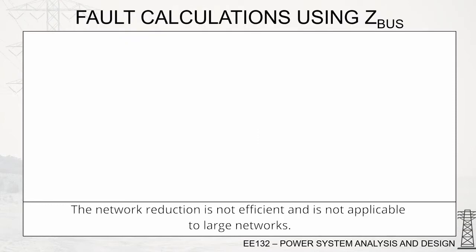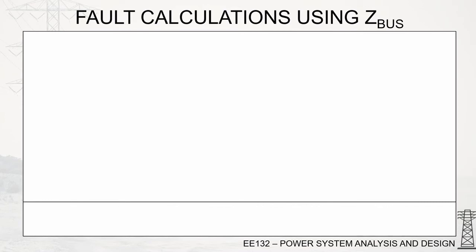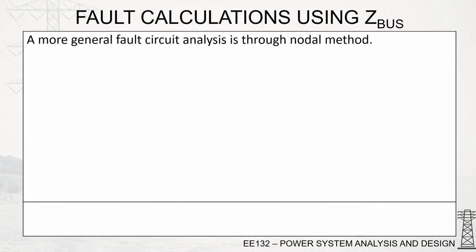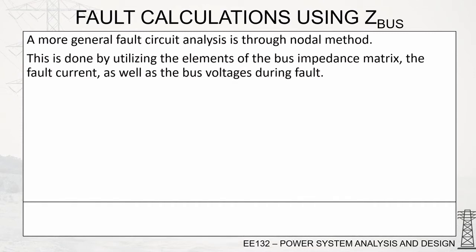The network reduction is not efficient and is not applicable to large networks. A more general fault circuit analysis is through nodal method. This is done by utilizing the elements of the bus impedance matrix, the fault current, as well as the bus voltages during fault.